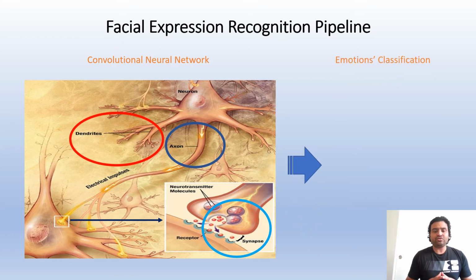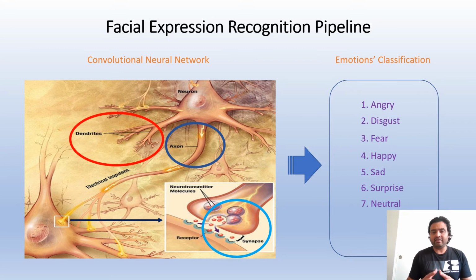After feeding these images to the convolutional neural network, it classifies the different emotions like angry, disgust, fear, happy, sad, surprise, and neutral.